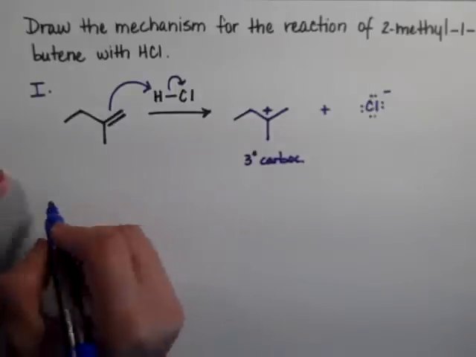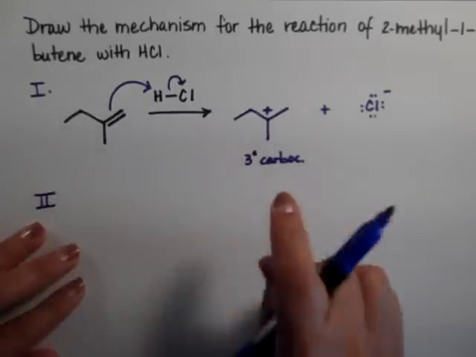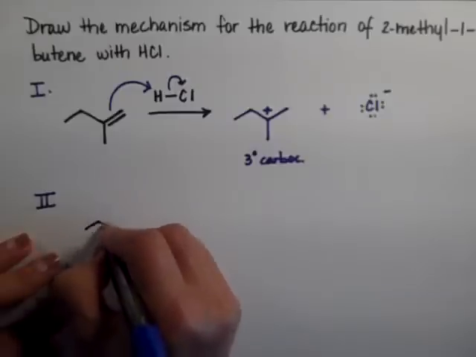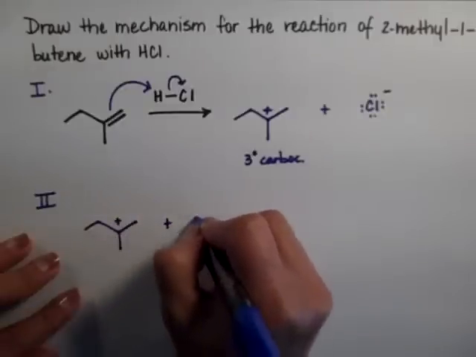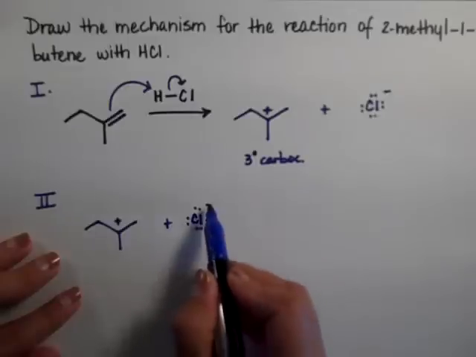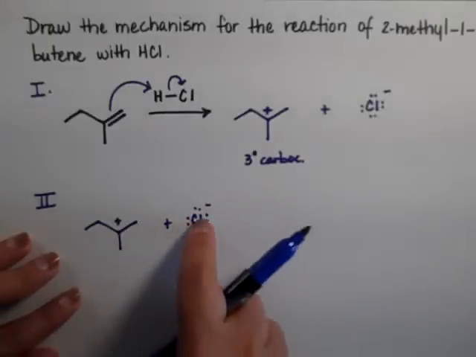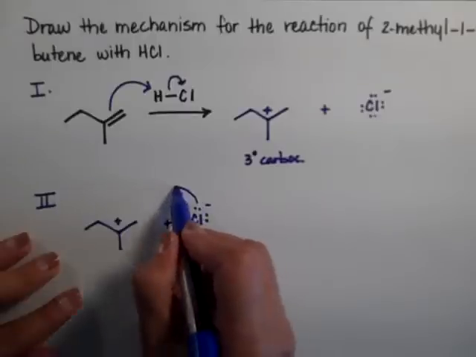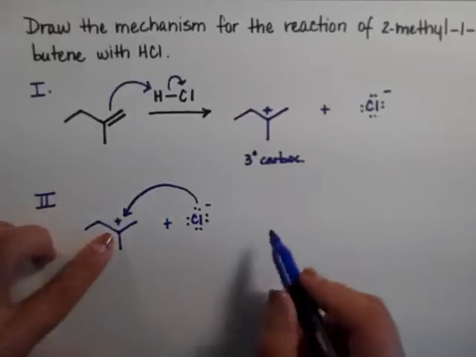The second step of the reaction, if you always think about negative attacks positive, we have it right here. We have a tertiary carbocation, and we also have a halide ion in solution. So negative attacks positive. The arrow starts on the negative, so you can actually start on one of the lone pairs, and the arrow always points to the positive.